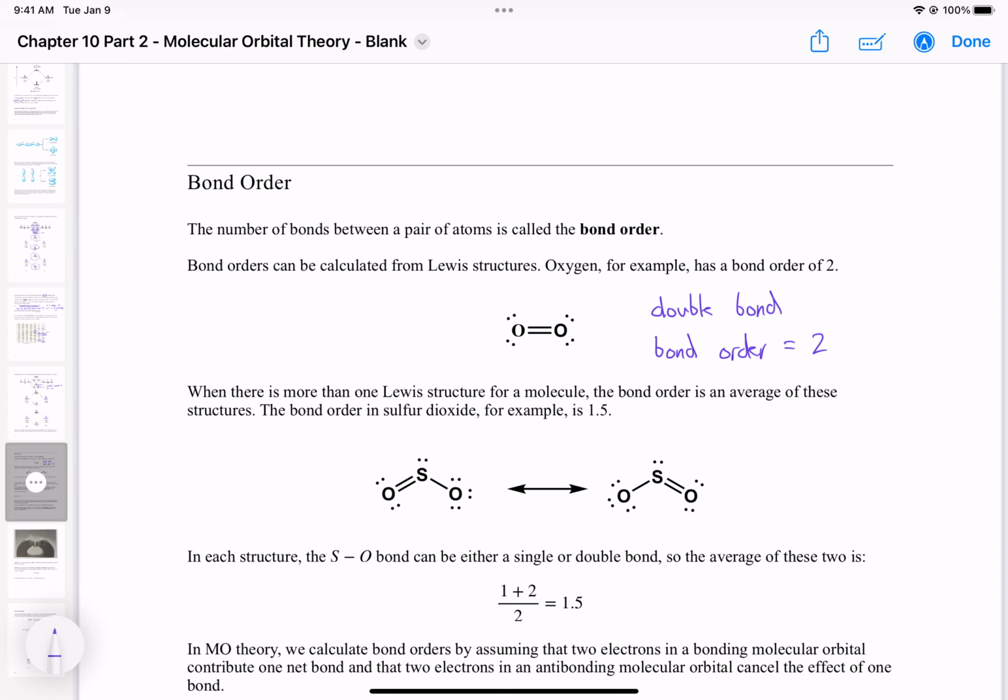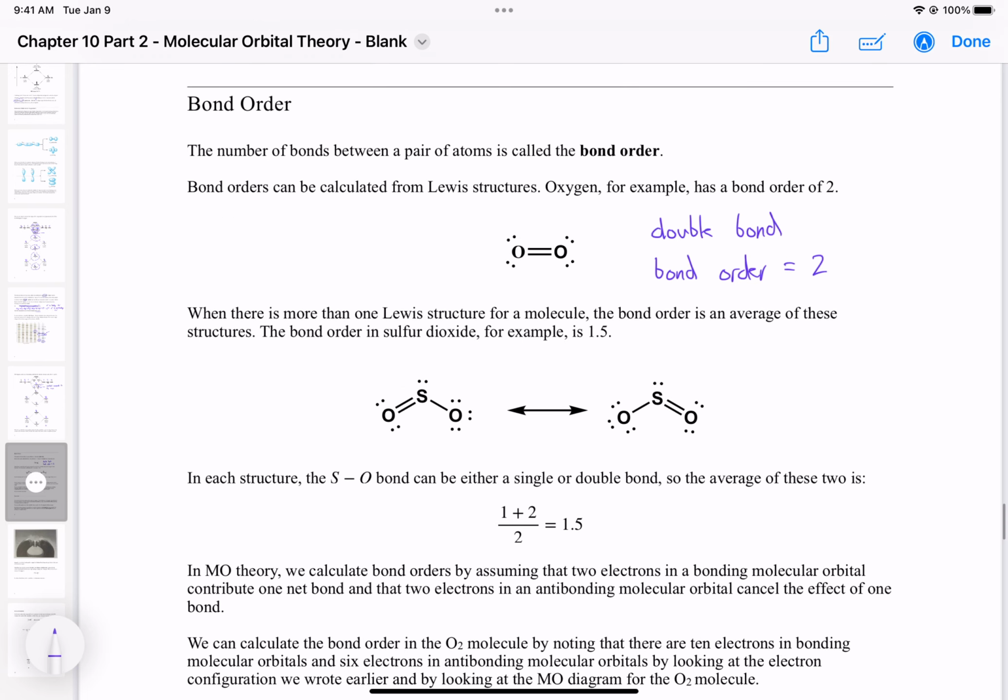When we have resonance structures to describe a molecule, the bond order is determined by an average of these structures. In this case, the bond order for sulfur dioxide is 1.5. In each structure, the SO bond can either be a single or a double bond, so we take the average. We have 1 single bond and a double bond, 2 structures that describe these bonds. Divide by 2, and we get 1.5. Okay? All right, let's go on.